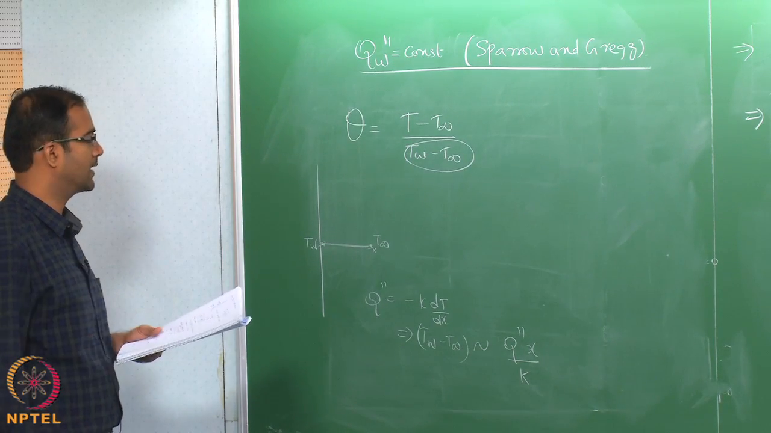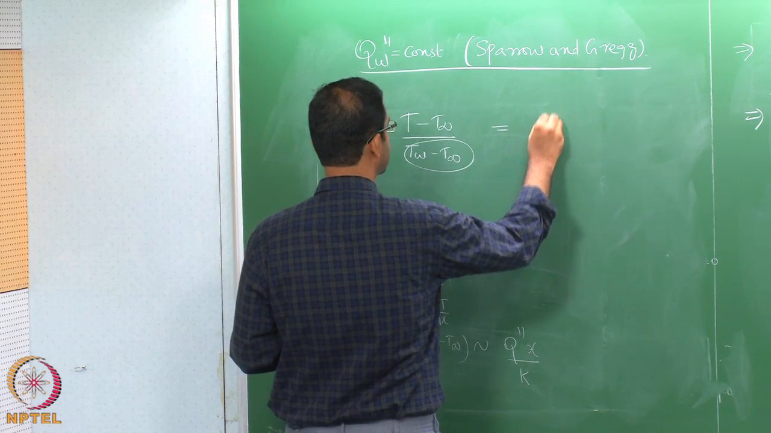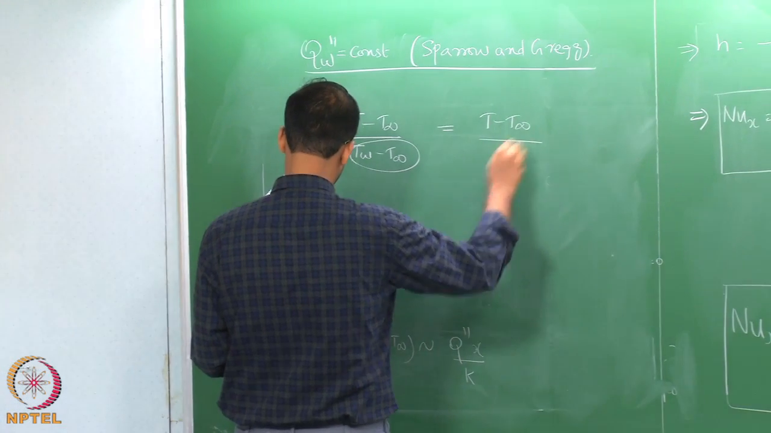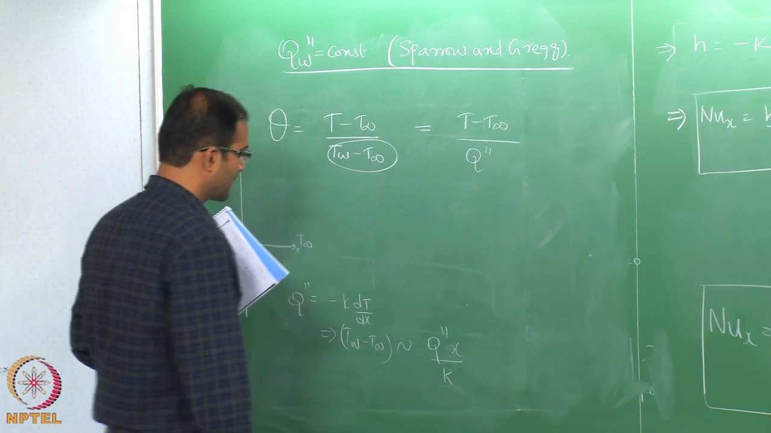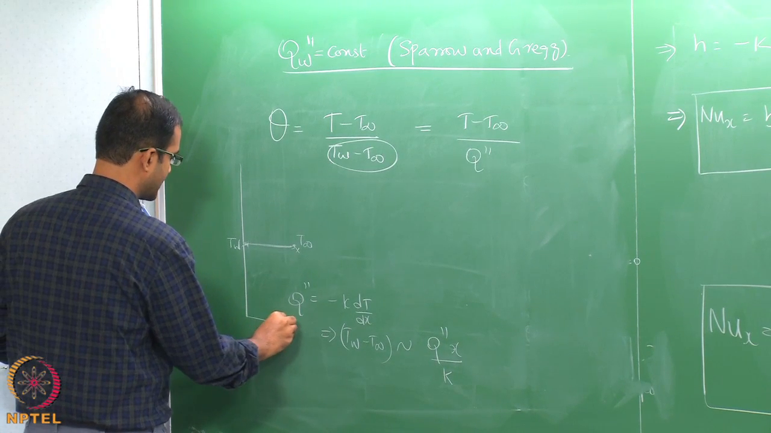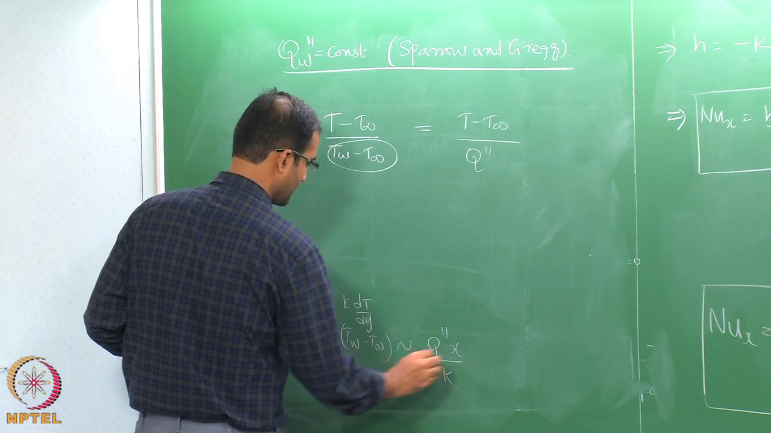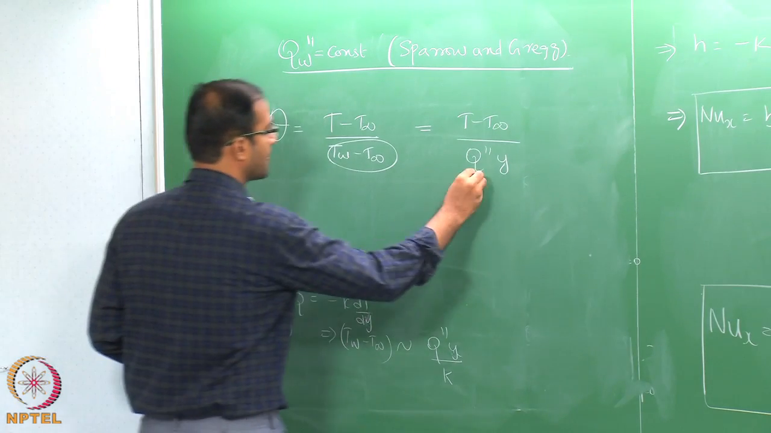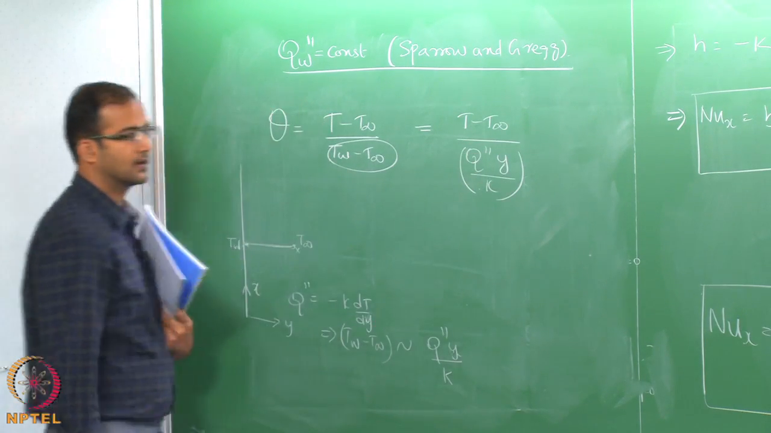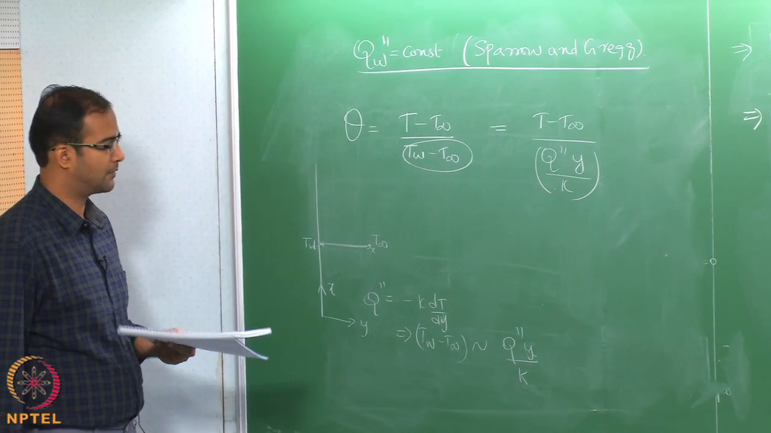We are just looking at the order of magnitude. So therefore we will write theta as T minus T infinity divided by, instead of T wall minus T infinity, we have q double dash. Now your coordinate, this is actually y and this is your x, so we have to be careful, we will be using y here, by k. So this is how we try to transform dimensional temperature T to a non-dimensional temperature theta, just doing order of magnitude analysis.